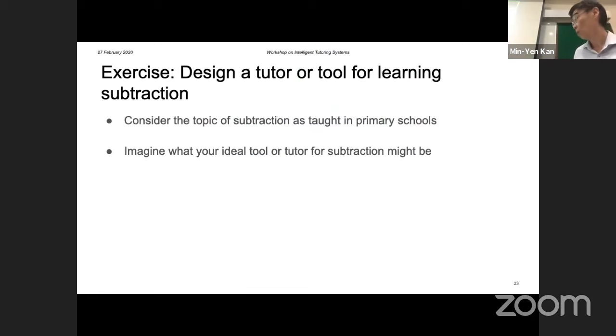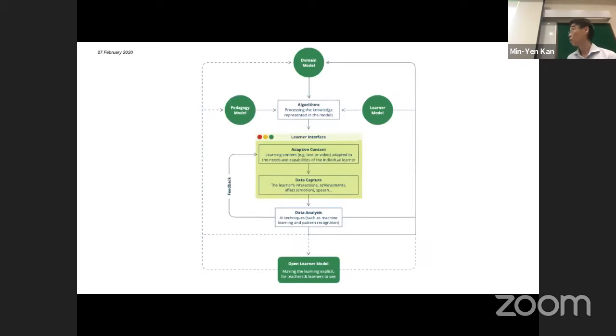Just to double check your understanding, this is back to the audience. On that last diagram, there was a solid arrow on the right to the learner model and the domain model, meaning that the data analysis being done by the ITS is feeding back to those two models. Why is it not feeding back to the pedagogy model? Anyone want to take a stab at why? There's no solid line to the pedagogy model.